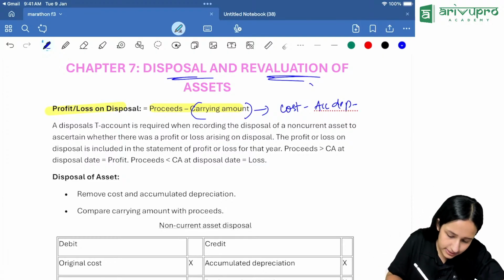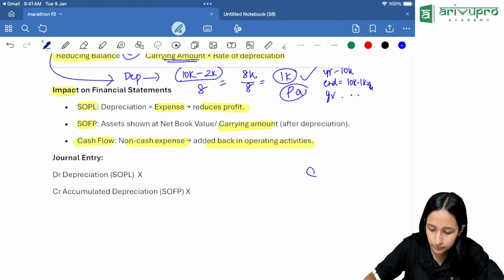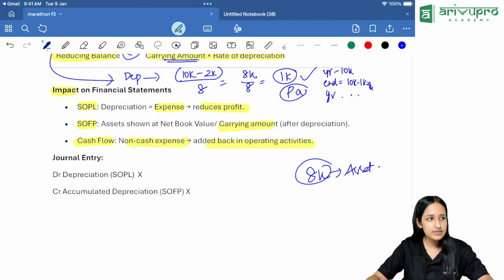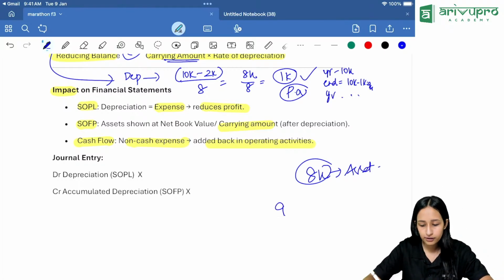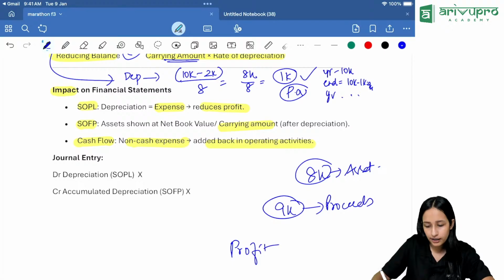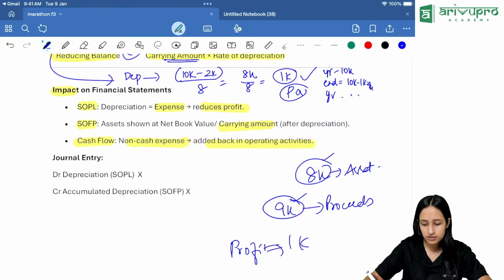Okay, now let's say at the end of 2 years, the value becomes 8,000 for the asset. But my friend comes and says, I want to buy this asset, I will buy it for 9,000. So now this is the proceeds value. How am I making profit or loss? Now the value of the asset is 8,000, but I'm getting 9,000 if I sell it. I'm still getting a 1,000 profit, correct?